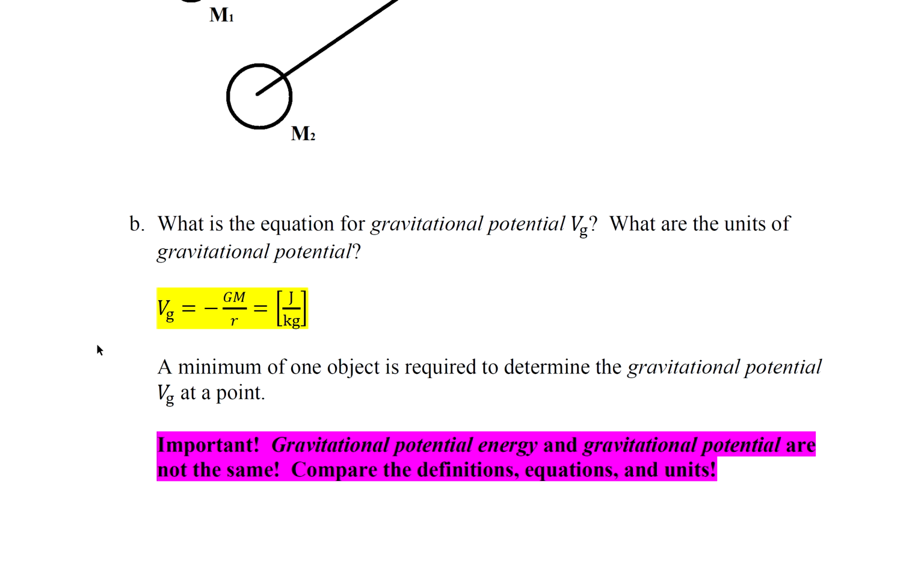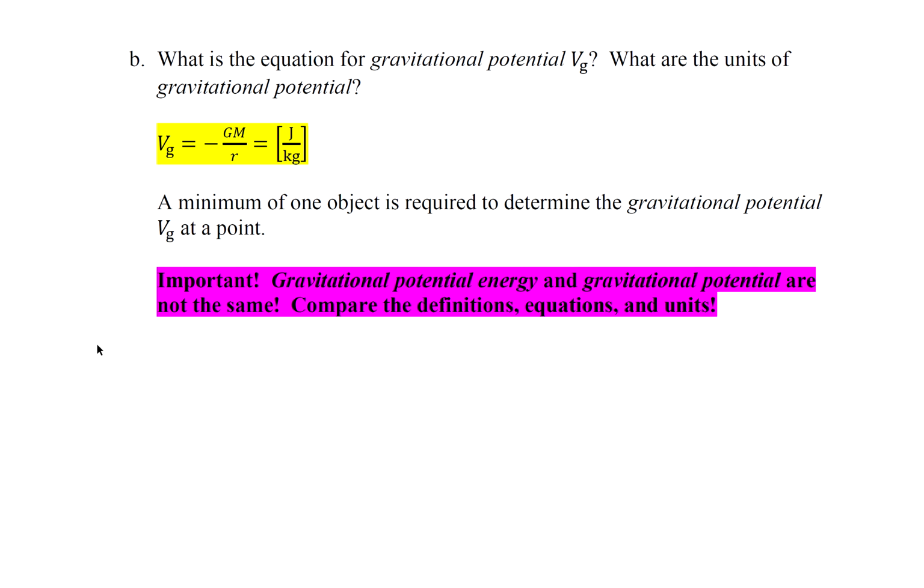Part B. What is the equation for gravitational potential V sub g? What are the units of gravitational potential? It's minus GM over r. It has units of joules per kilogram. A minimum of one object is required to determine the gravitational potential V sub g at a point. This is important. Gravitational potential energy and gravitational potential are not the same. Compare the definitions, equations, and units.